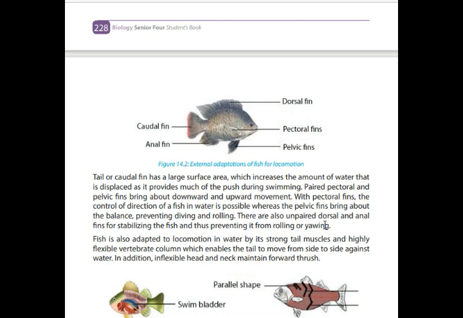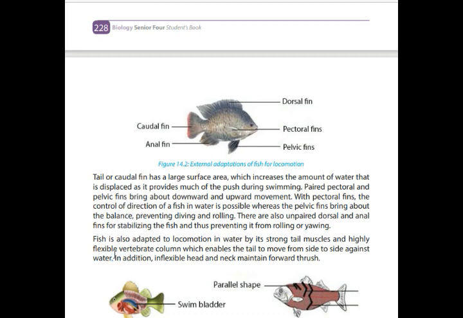Here it is understandable, I think. Air or gas-filled sac called the swim bladder. The gas-filled sac called the swim bladder, an outgrowth of the pharynx, helps a fish to change its buoyancy as it alters the gas pressure in the bladder.